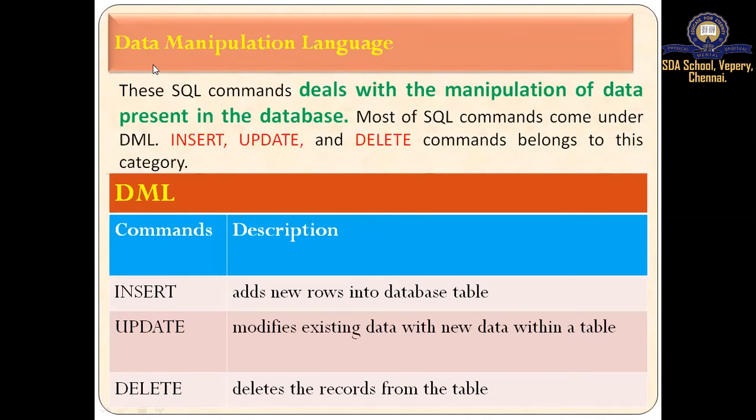What are the 3 commands which are used in data manipulation language? Insert, update, and delete. These are the 3 commands used in data manipulation language. What does insert do? It adds new rows into the database table. What does update do? Modifies existing data with new data within a table. What does delete do? Deletes the records from the table.